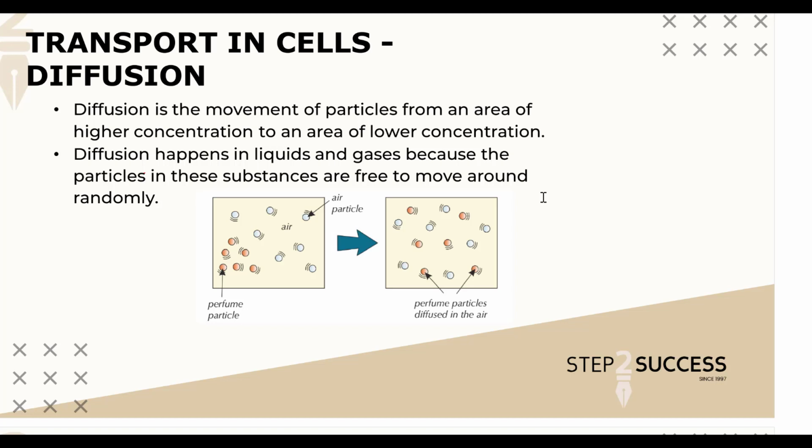Diffusion is, and you need to know this definition, the movement of particles from an area of higher concentration to an area of lower concentration. Often you can just think of diffusion as spreading out. If someone walks into a room wearing perfume, then the smell of that perfume gradually spreads around the room because it moves from where there's a lot of it on the person to where there's not a lot of it as it spreads around the room. So that is diffusion in the air, as gases move from where there's a lot of them to where there's not a lot of them.